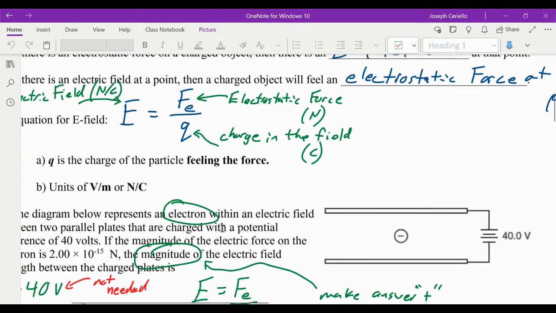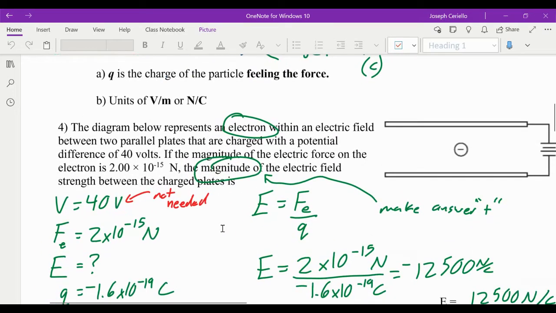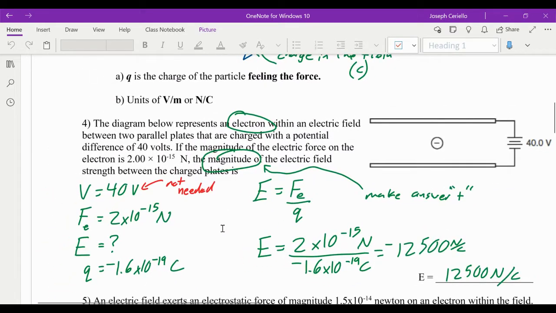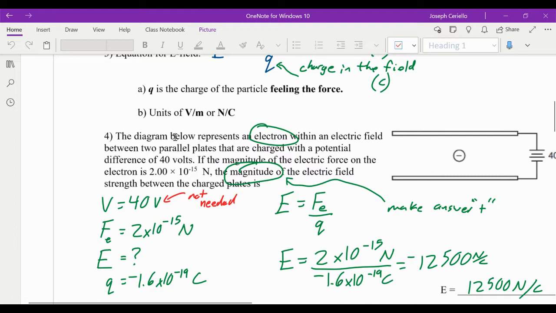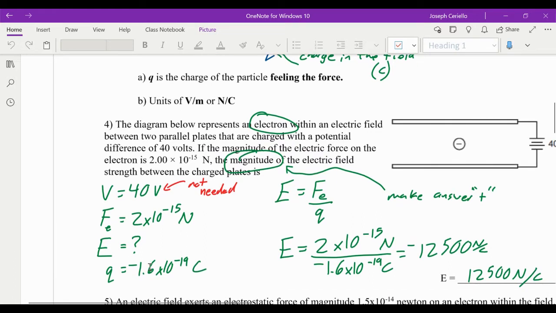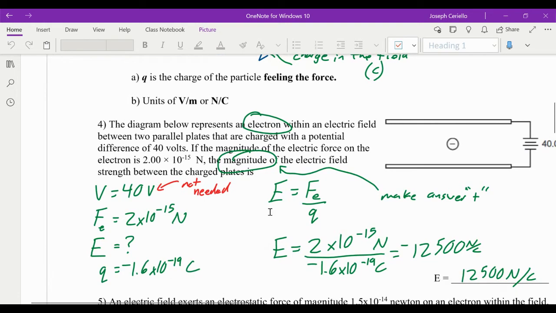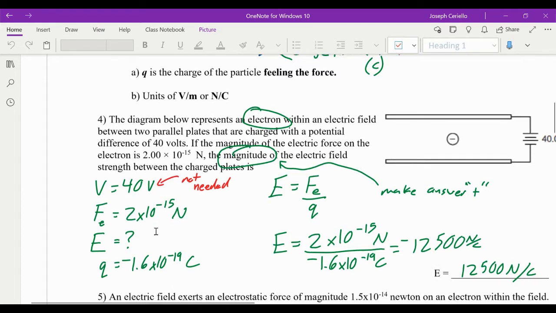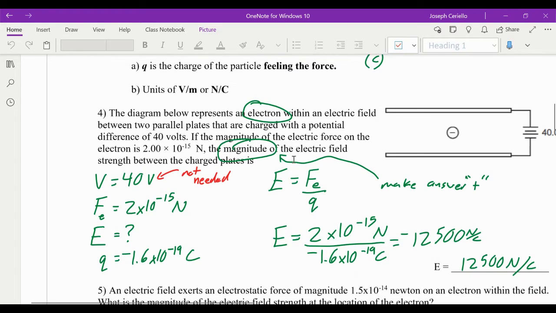So let's do a question here. I already worked this one out, but follow through it on your own. So in this diagram below, we have an electron. So right there, you know Q. Q is negative 1.6 times 10 to the negative 19 coulombs. It's an electric field. We have two parallel plates. The voltage is 40 volts. And the magnitude of the electric force is 2 times 10 to the negative 15 newtons. The magnitude of the electric field strength between the charged plates is blank.